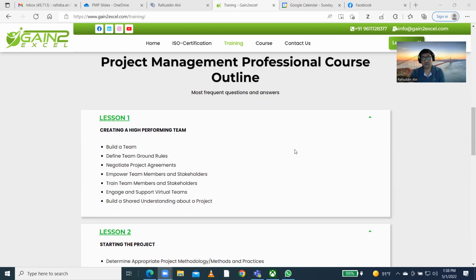Like we have predictive, or plan based, or waterfall, you can say. Then we have agile, and the third one is hybrid. These are the 3 project management approaches. With this, they will frame the questions based on the exam content outline, which we are covering already.